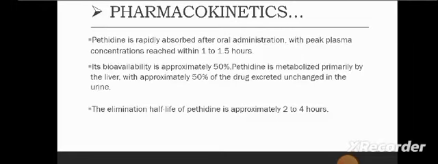Next, we will move to the section on pharmacokinetics of the chemical substance pethidine. Pethidine is rapidly absorbed after oral administration, with peak plasma concentration reached within 1 to 1.5 hours. Its bioavailability is approximately 50%. Pethidine is metabolized primarily by the liver, with approximately 50% of the drug excreted unchanged in the urine. The elimination half-life of pethidine is approximately 2 to 4 hours.